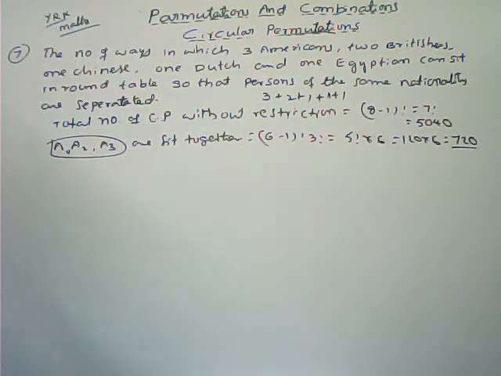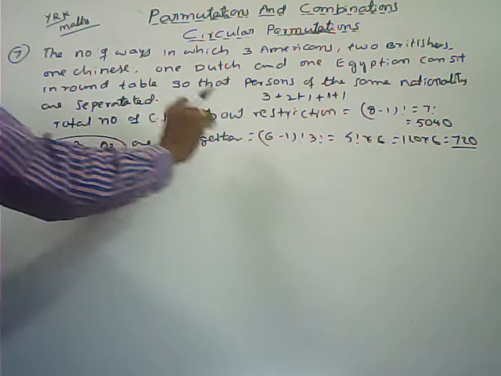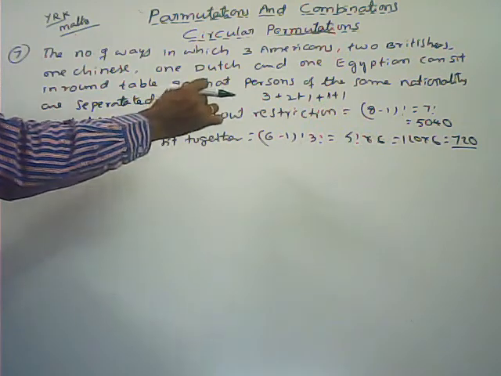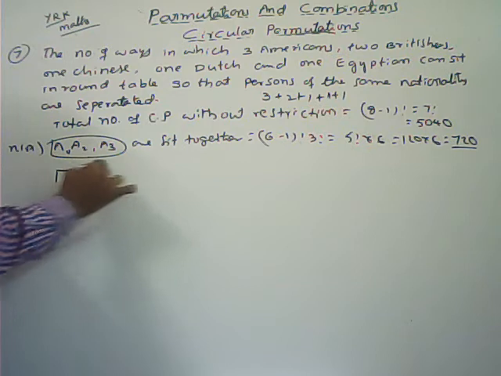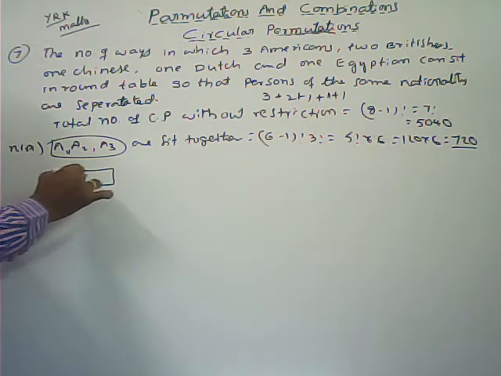Here all the 3 Americans are sitting. See, here what I have taken, I am considering n of A only. n of A means all the Americans are sitting together. In that arrangement, both the Britishers may sit together also. Next what I am taking, both the Britishers sitting together.